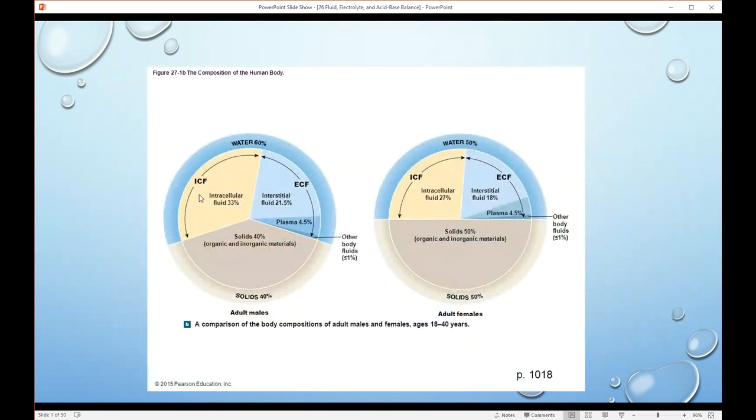So, and this is a comparison of females and males. So on the male side, right, males are just 40% solid, females 50% solid. Okay. And then, because of that, females have about 50% water, whereas males are 60% water.